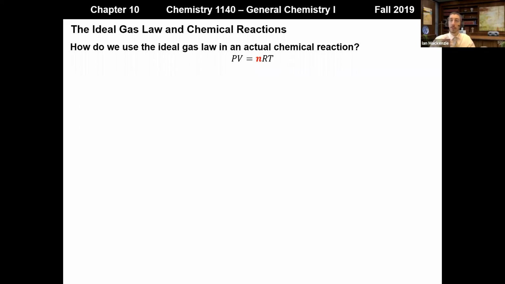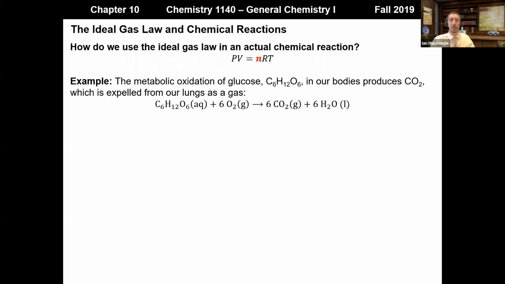So if we're doing a reaction that involves gases, we can relate the pressure, volume, or temperature of the gas to the chemical equation through the number of moles of that gas. So let's go through a couple examples. First, the metabolic oxidation of glucose in our bodies produces CO2, which is expelled from our lungs as a gas, as shown in this equation here.